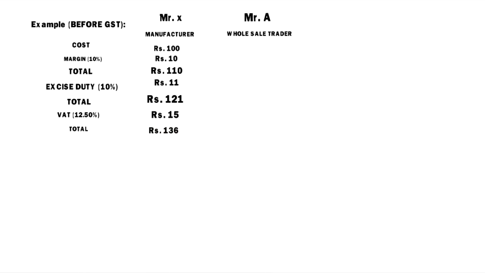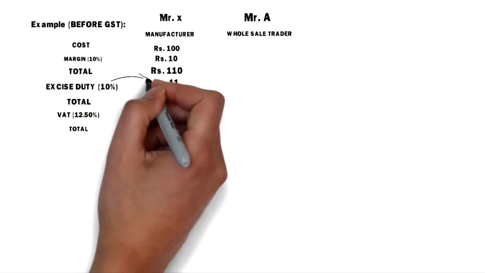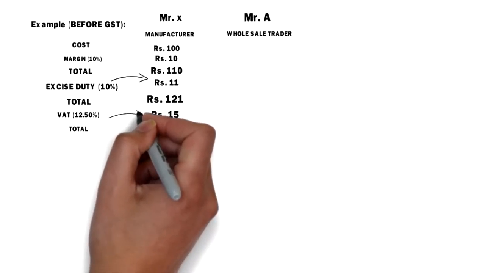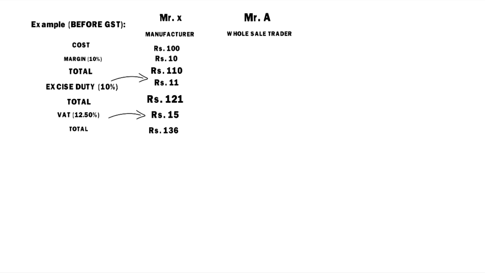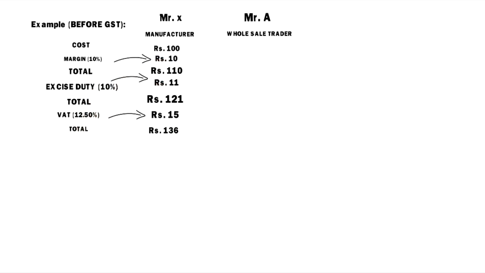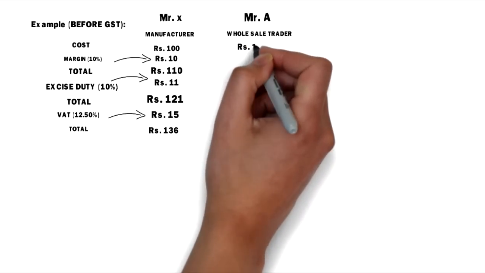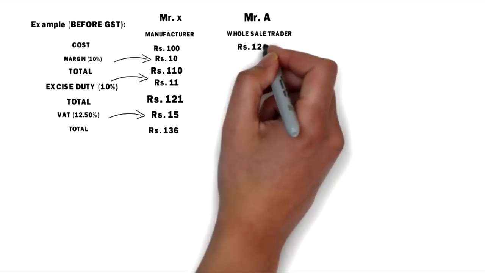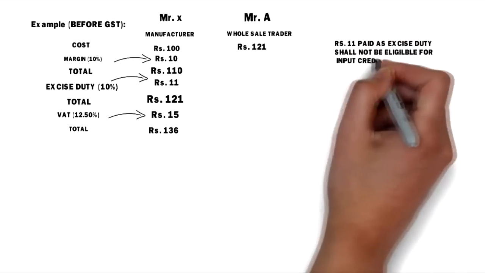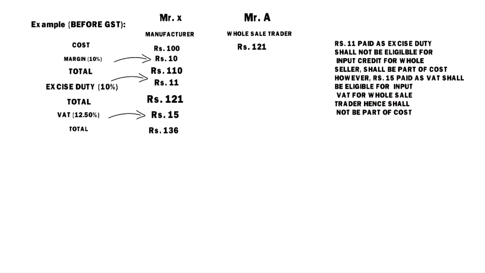Mr. X sells the cement bag to Mr. A for rupees 136, in which rupees 11 is paid as excise duty, rupees 15 paid as sales tax, and rupees 10 is the profit of Mr. X. Now, in the hand of Mr. A, the wholesale trader, the cost will be rupees 121. Rupees 15 paid as sales tax will be eligible for input credit, hence not included in cost.